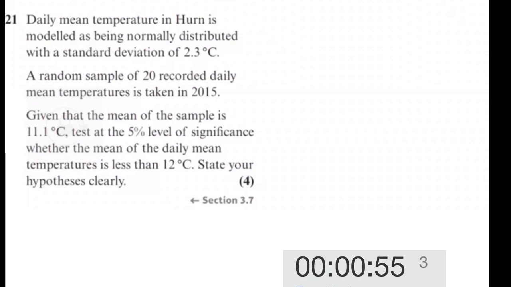Use 12. Yeah, you give them 12. 12's the thing you're testing. So is it less than 12? So we're assuming the mean was 12. You only need to work out the mean if it's not given to you. So we've been given two things. The mean of the sample is 11.1. That's what we're testing. We're testing whether the mean temperature, so the whole population, is 12.